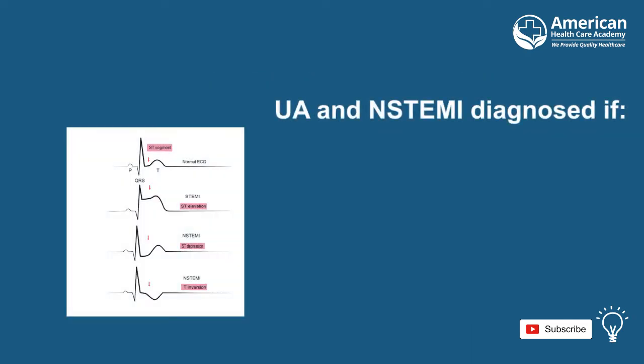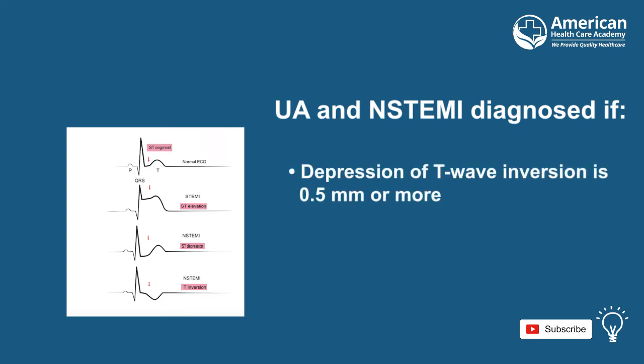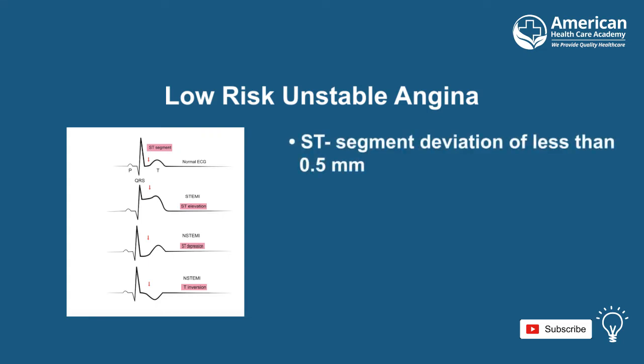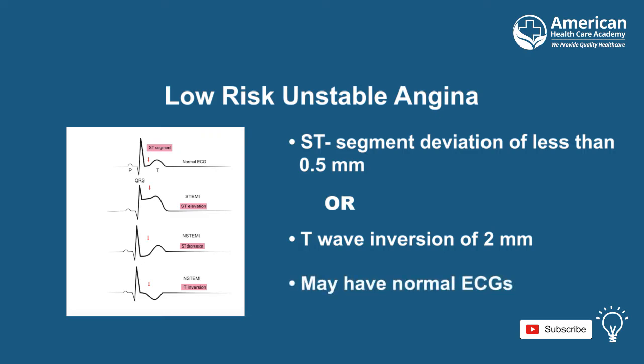Unstable angina and NSTEMI are diagnosed with a depression of the ST segment or T wave inversion of 0.5 millimeters or more. Low-risk unstable angina is an ST segment deviation of less than 0.5 millimeters or a T wave inversion of less than 2 millimeters. Patients with low-risk unstable angina may also have normal ECGs.